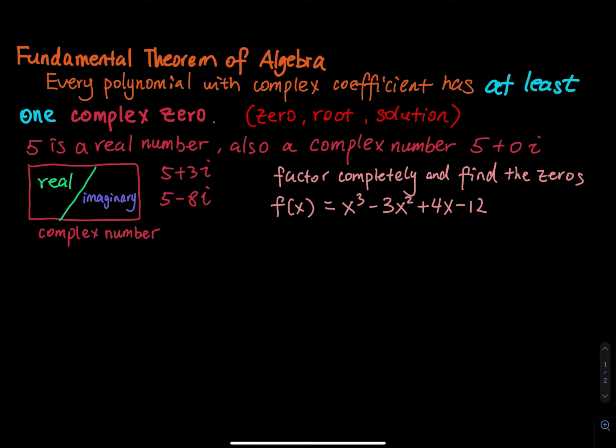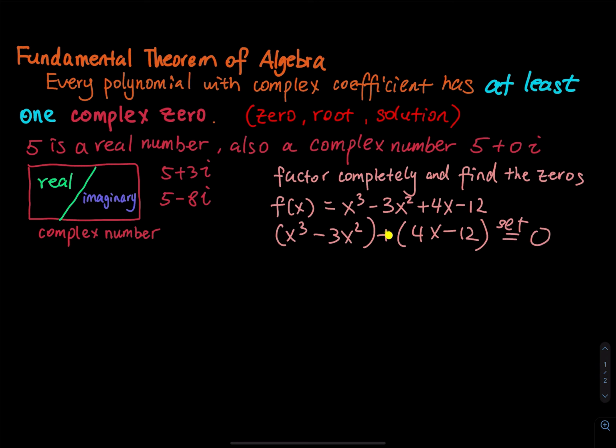All right. So first step, let's do factor by grouping. We studied this many times. Basically we group the first two terms: x cubed minus 3x squared, and then plus 4x minus 12. And then we set that equal to 0, because we are looking for zeros, right? So you group the first two terms. Do I need to change the sign?